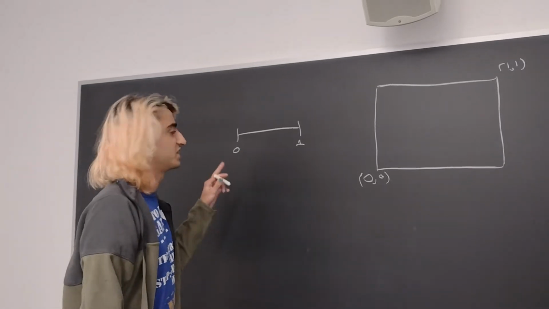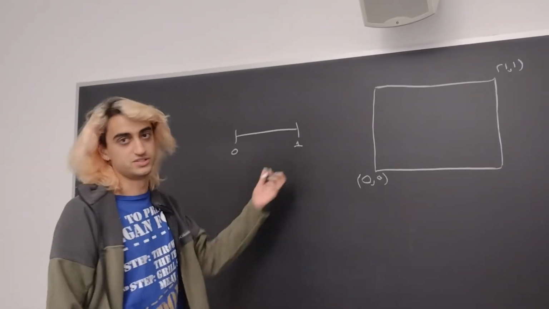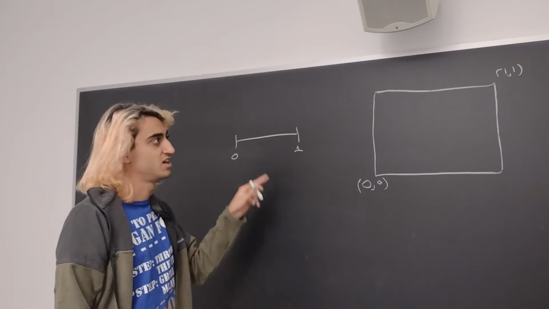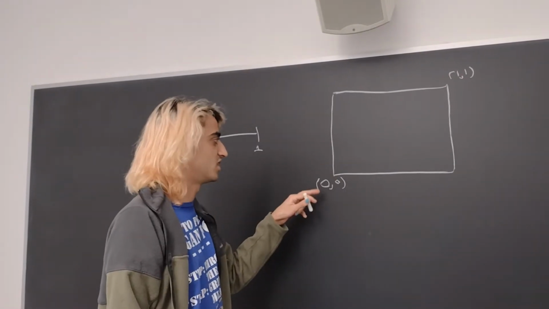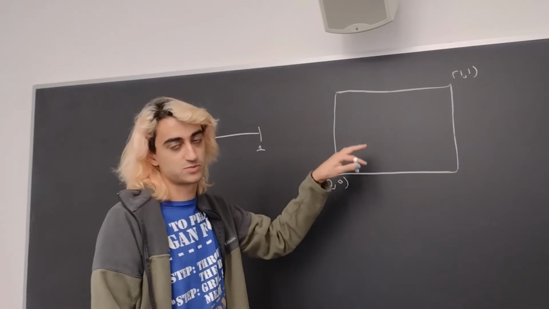Here we have the interval of points from 0 to 1, just on the number line or on the x-axis. And here we have the unit square, which is all the points from (0, 0) to (1, 1) in the xy plane.